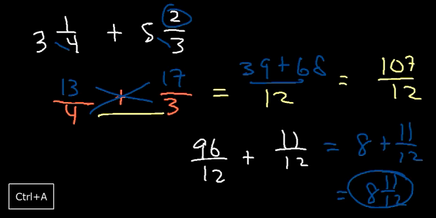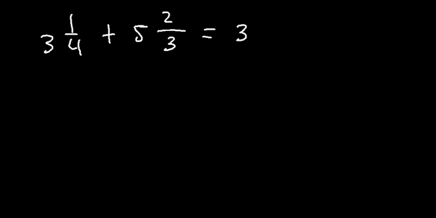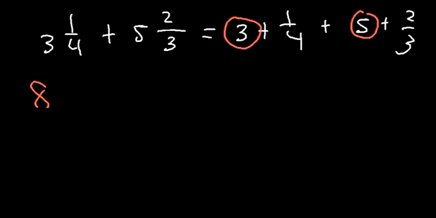Now there's another way that you can add those two numbers. 3 and 1/4 plus 5 and 2/3. We need to realize this 3 and 1/4 is basically 3 plus 1/4. And 5 and 2/3 is 5 plus 2/3. And then you can add these numbers, 3 and 5. That gives you the 8 right there. And then add these two fractions separately.